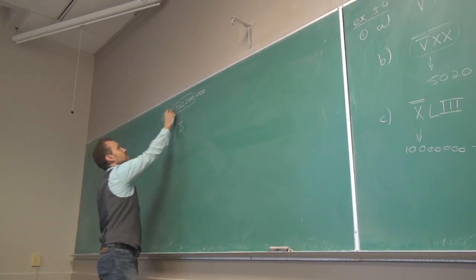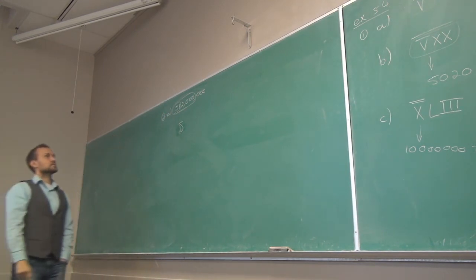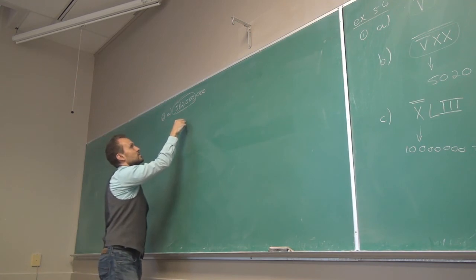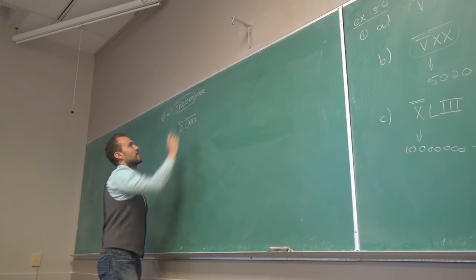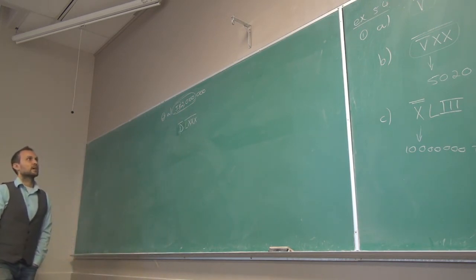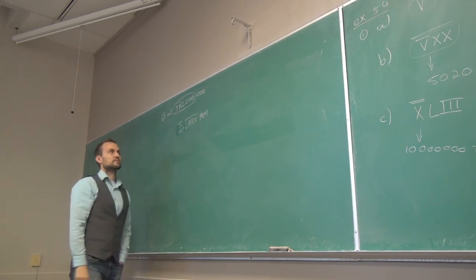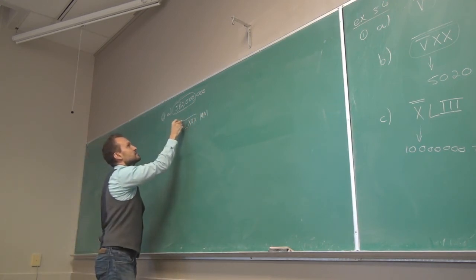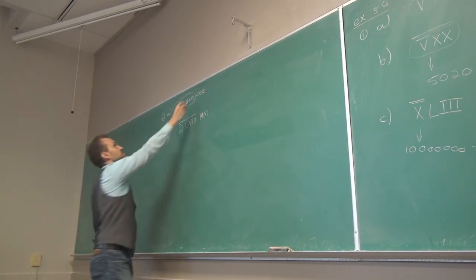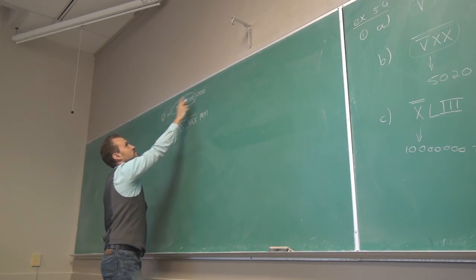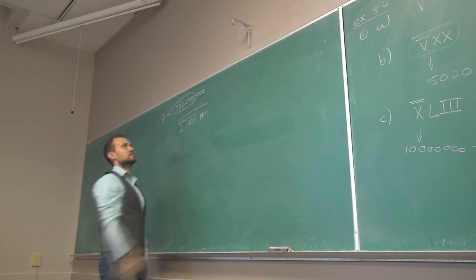I'm just doing the circle first. 500,000. 80,000. 80,000. And the 2,000 doesn't get a line. So now I can connect these, make it look as nice as possible. That was the circle. To put it in the right position, I'm multiplying by 1,000.